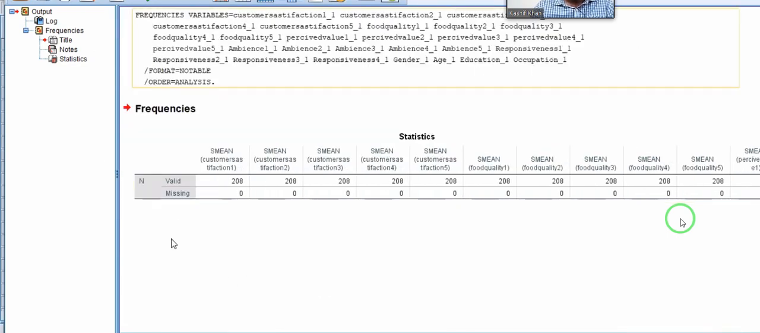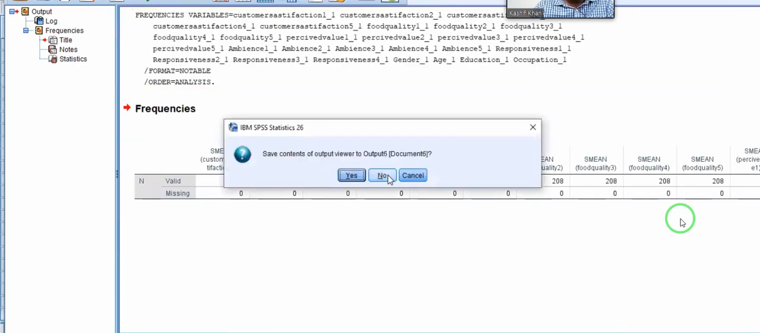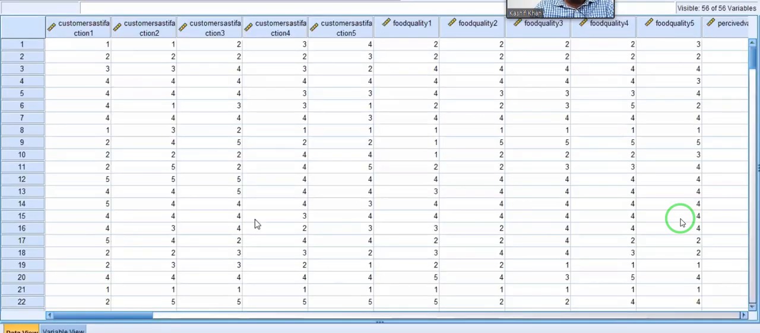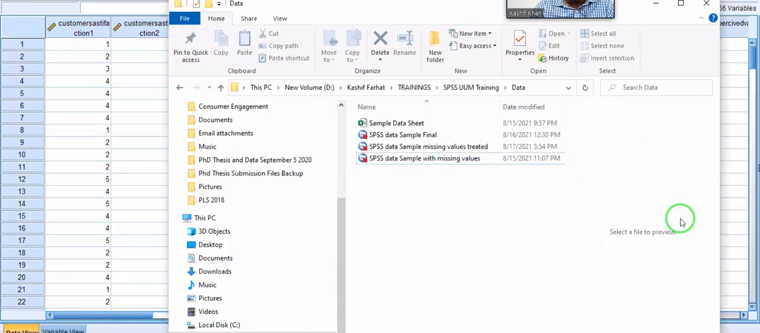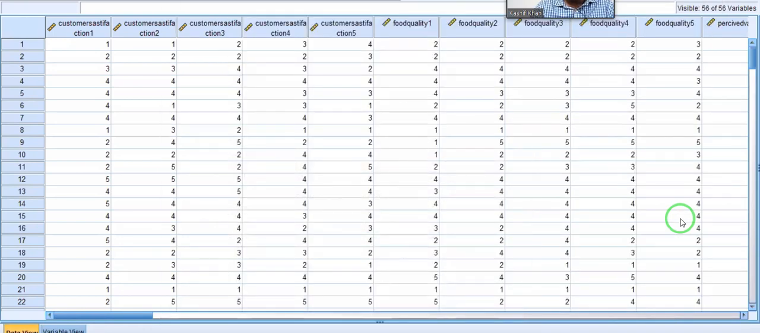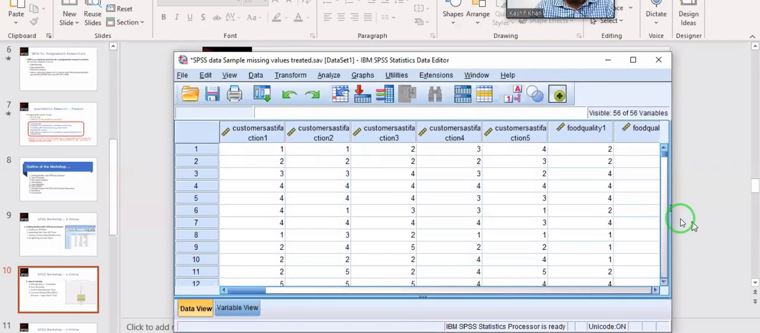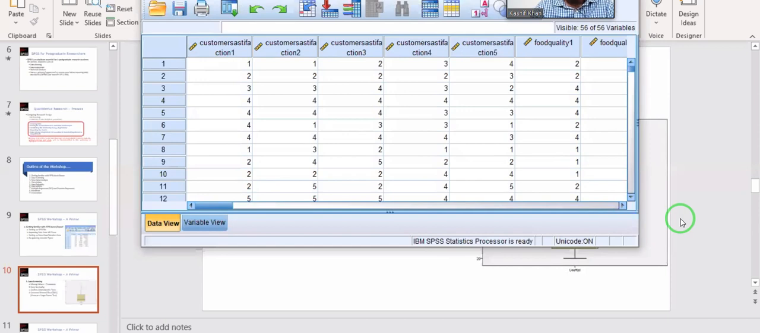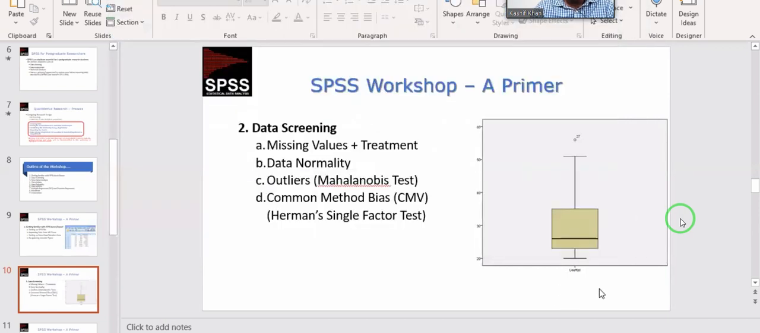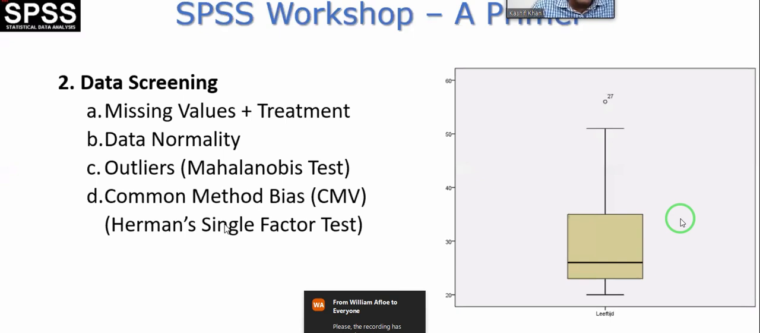Okay. So we're done with the first part. The first part was how to treat missing values. Okay, so let's go back. We're done with the missing value, and now we're going to data normality.